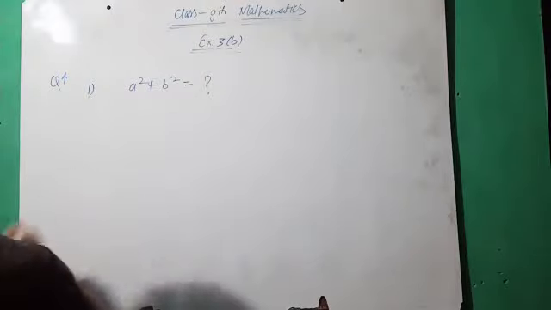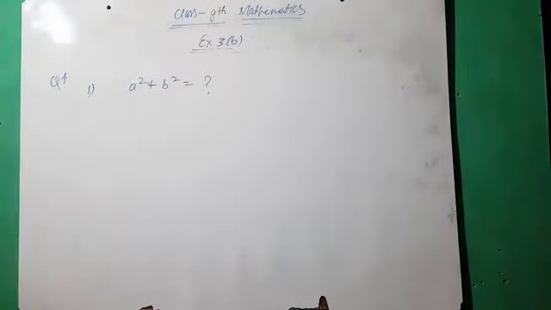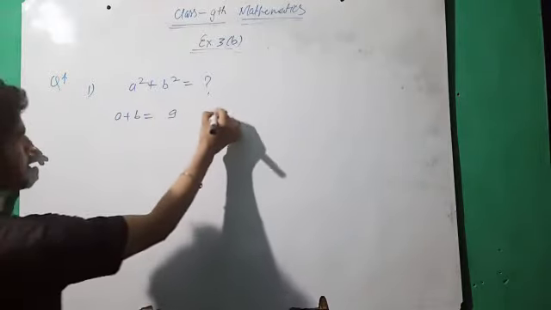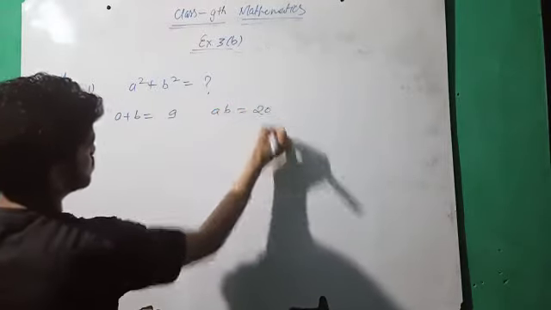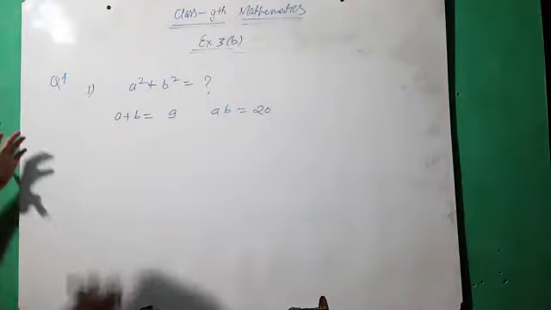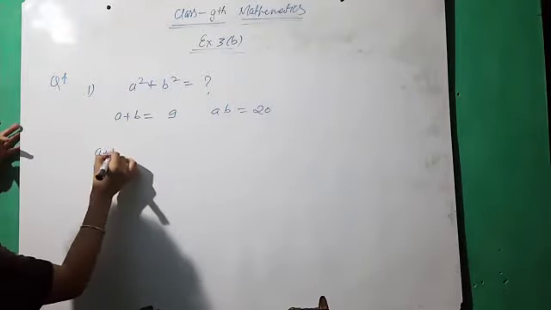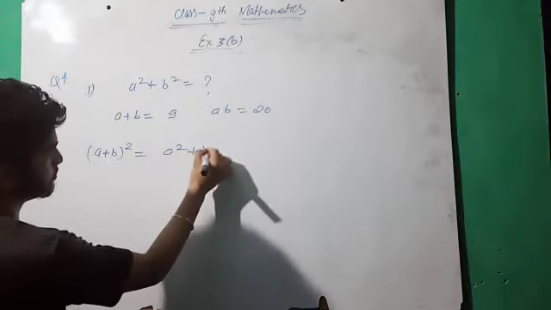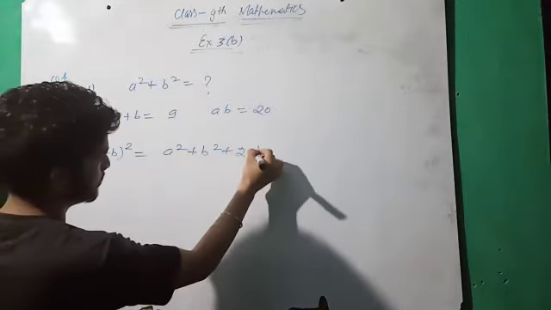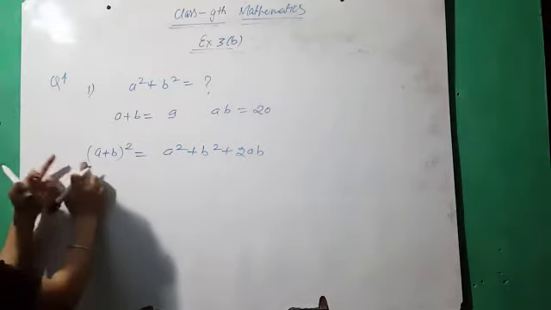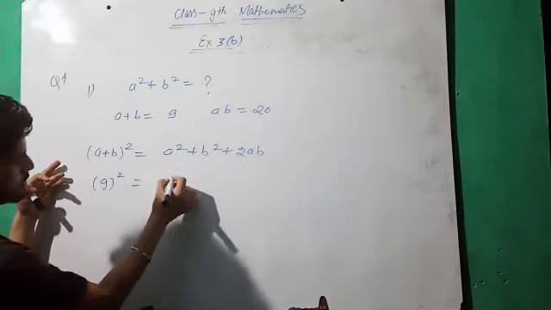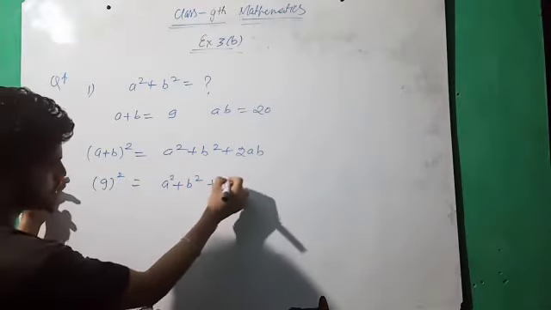Sum of this, and given that a plus b equal to 9 and ab equal to 20. So we have to apply the formula of a plus b whole square, because it contains this term a square plus b square. So this is a square plus b square plus 2ab. Now we have a plus b, given that 9, so 9 square equal to a square plus b square, plus 2 into ab.